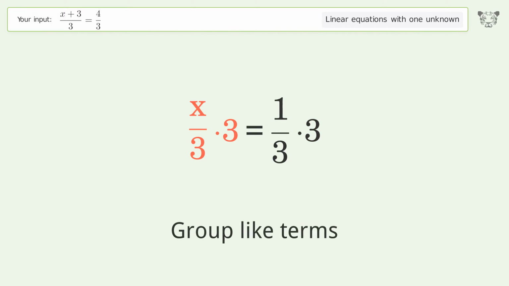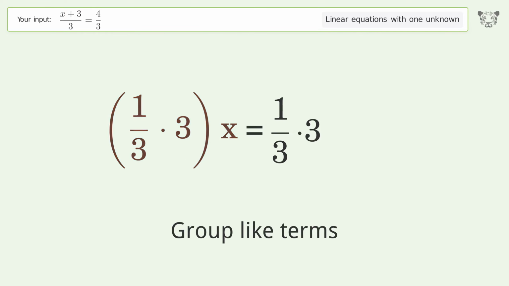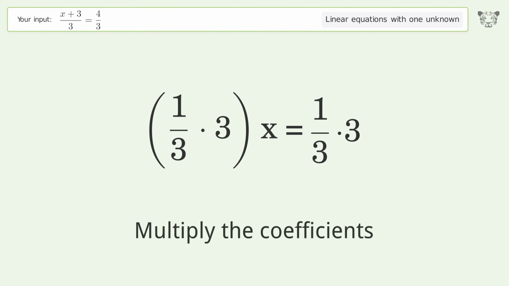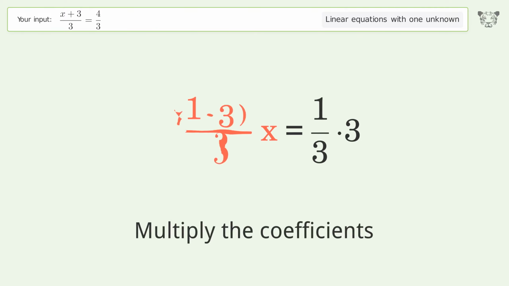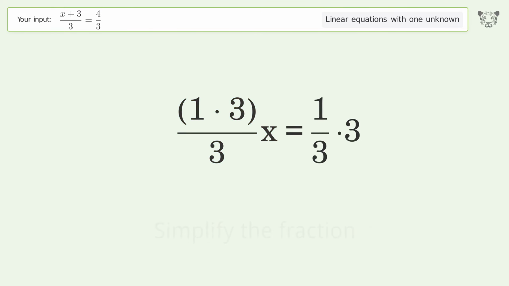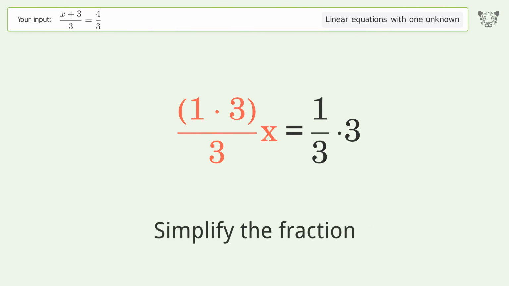Group like terms. Multiply the coefficients. Simplify the fraction.